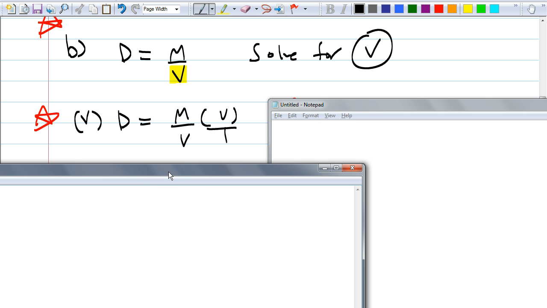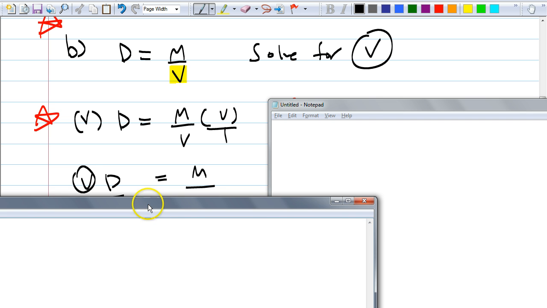Where did the v go? On the right side, the v's cancel out, right? But look, v is on the left side. And isn't that on the numerator? You can think of it as numerator, the whole thing over 1. You see how it just becomes simply this: vd is equal to m.